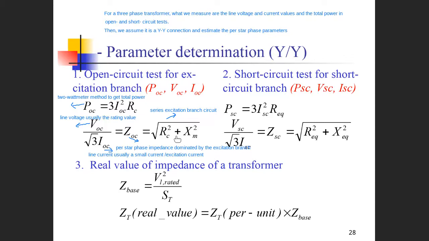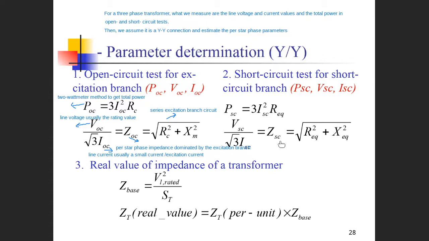Okay, so this is the open circuit tests. And similarly, for the short circuit tests, we generally make the low voltage side be short circuit. The high voltage side is supplied with a small portion of the rating voltage, so that the current flowing in the circuit is the rating current.